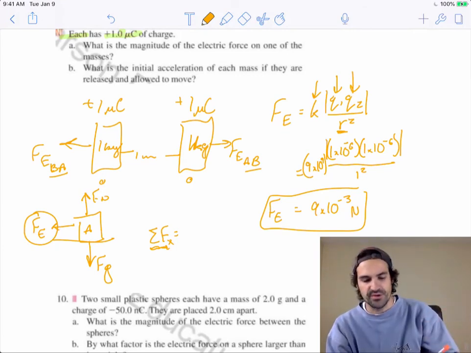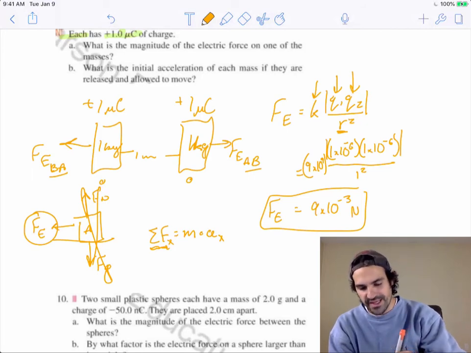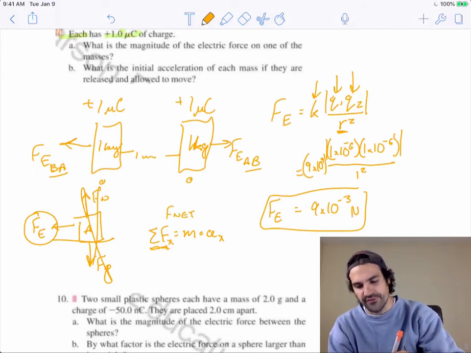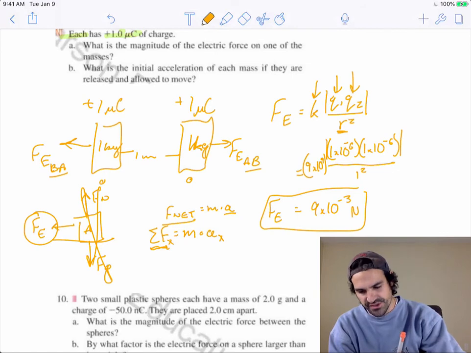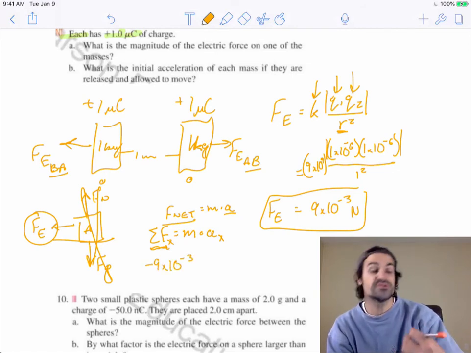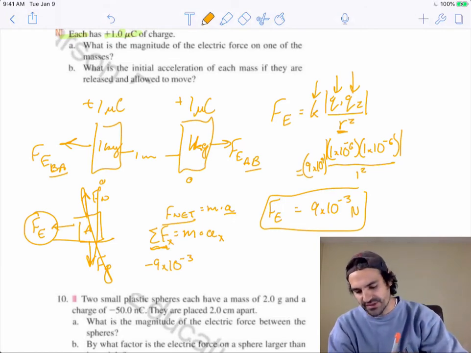Because we know vertical doesn't matter in this problem, we're only going to be looking at the horizontal forces, and that's equal to mass times the horizontal acceleration. This is the exact same as saying the net force is mass times acceleration, except I'm focusing on the fact that it is horizontal. So the net force is 9 times 10 to the negative 3, and that's to the left, so I am going to make it negative just so I don't forget when I get my final answer. That's equal to 1 kilogram times the acceleration, which we're trying to solve for.